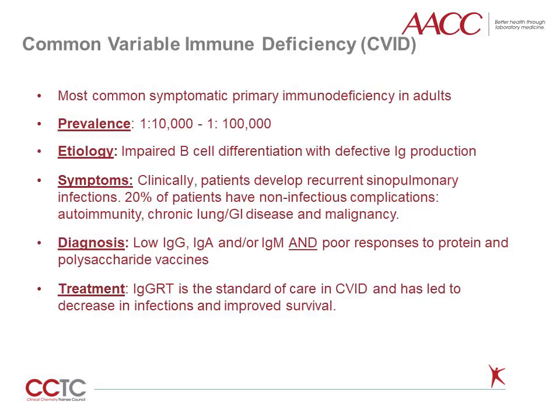Common variable immune deficiency, CVID, is the most common symptomatic primary immunodeficiency in adults. Its prevalence varies from 1 in 10,000 to 1 in 100,000. The hallmark of CVID is poor antibody production, low IgG, IgA, and/or IgM, and poor responses to protein and polysaccharide vaccines. Clinically, patients develop recurrent infections, mainly sinopulmonary. 20% of patients have non-infectious complications such as autoimmunity, chronic lung or GI disease, and increased risk of malignancy.